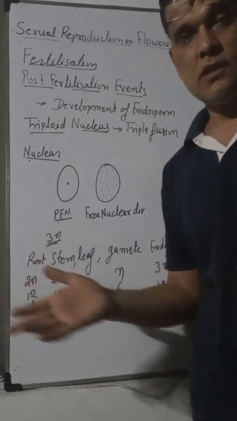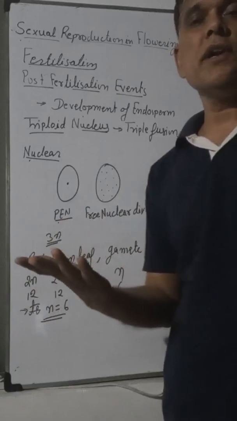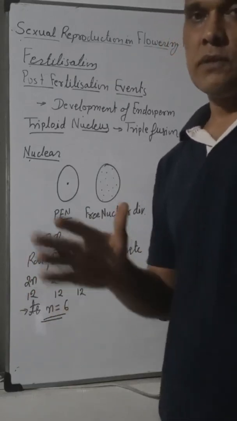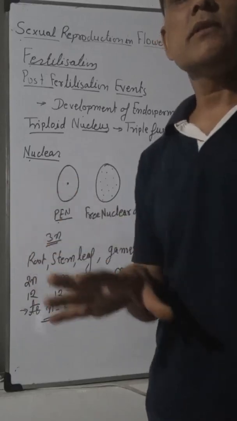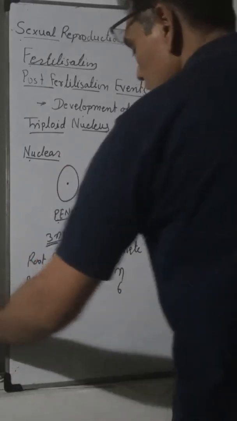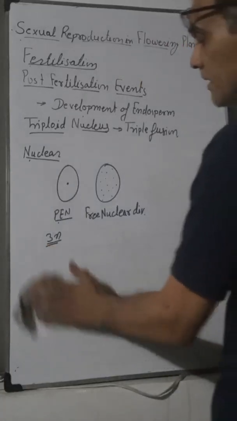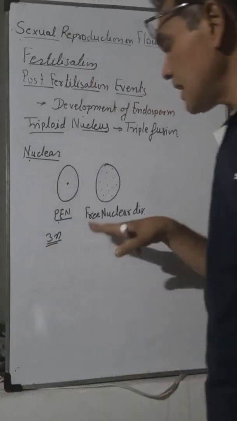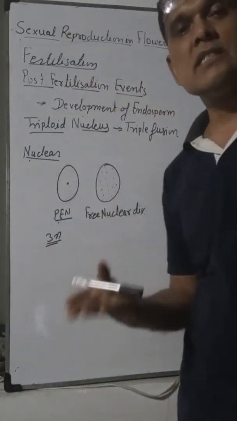Some questions come in different competitive exams. According to the ploidy level, the number of chromosomes will be there inside the root, stem, leaves, gametes, or endosperms. Here the primary endosperm nucleus is 3n and it divides with the help of free nuclear division without forming a cell wall.